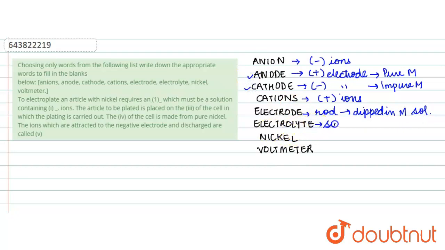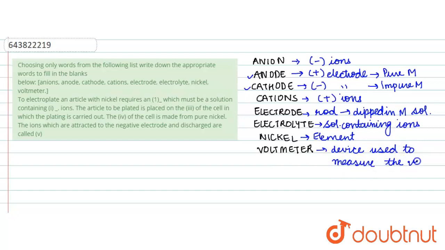Electrolyte is the solution containing the ions, in which the electrode is dipped. Nickel is an element, whereas voltmeter is a device used to measure the voltage of the whole setup. So let's start our paragraph, which says that to electroplate an article.